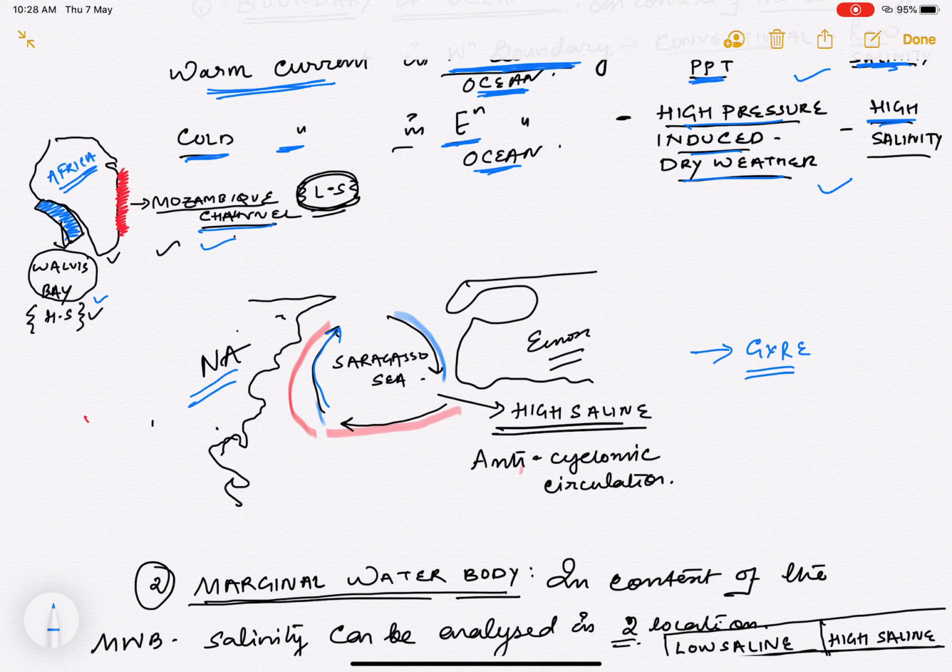But for your understanding, a gyre is nothing but a circulation which has been formed because of the actions of your oceanic currents. This is your equatorial oceanic current, this is your North Atlantic Drift, and this is your Canary current. Now they have formed this gyre, and within this gyre lies your Sargasso Sea, and this Sargasso Sea is highly saline because of the prevailing anti-cyclonic circulation, or I would say because of the prevailing high pressure.